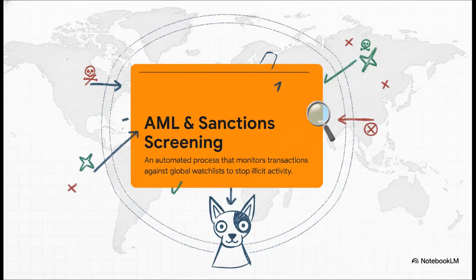So what exactly is AML and sanction screening? Well, AML stands for anti-money laundering. You can basically think of this as an automated watchdog. For every transaction, it's checking against global lists of sanctioned people and organizations to make sure the system isn't being used for illegal stuff like money laundering.